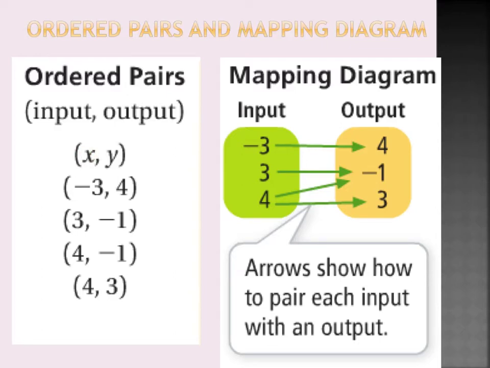So I have an x and y value. So here I have a relation listed. -3 is paired with 4. The input value here is -3. The output value here is 4.